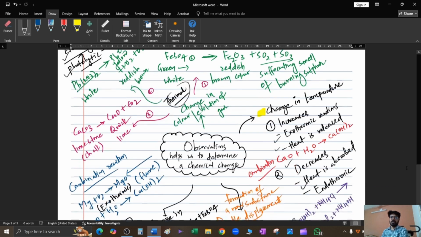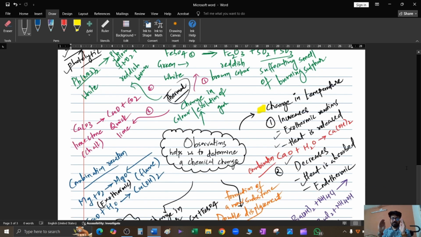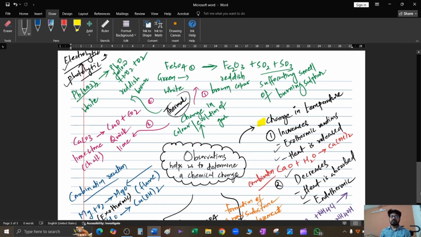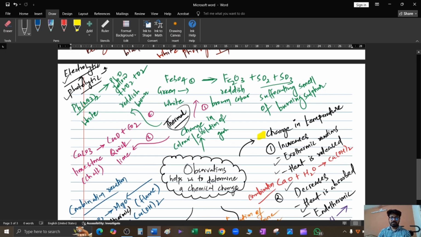Photolytic decomposition. So पहला ही हमको याद रखना पड़ेगा कि पहले जब भी chemical change होता है तो there are few observations which help us to determine a chemical change. उसमें पहला है क्या? There is a change in temperature. So जब change in temperature की बात आती है तो endothermic exothermic reaction का type हो गया. Now the second one, there is a change in the color of the substance, or there is an evolution of what? Gas. When we talk about this particular observation, then there are so many reactions.